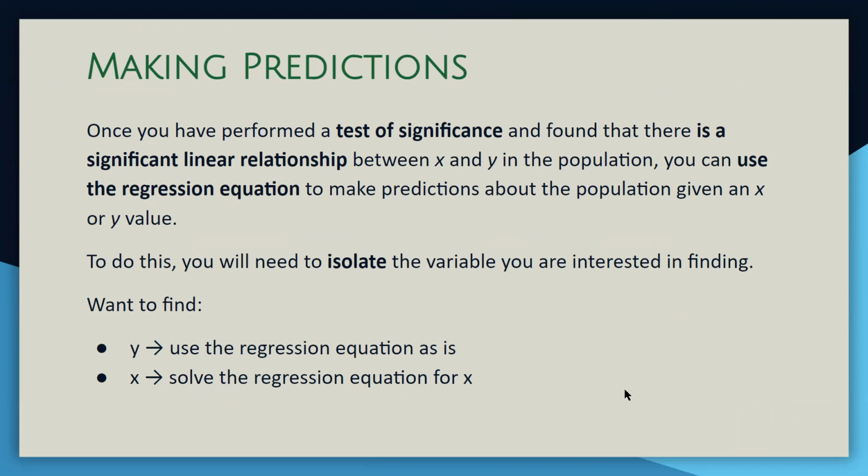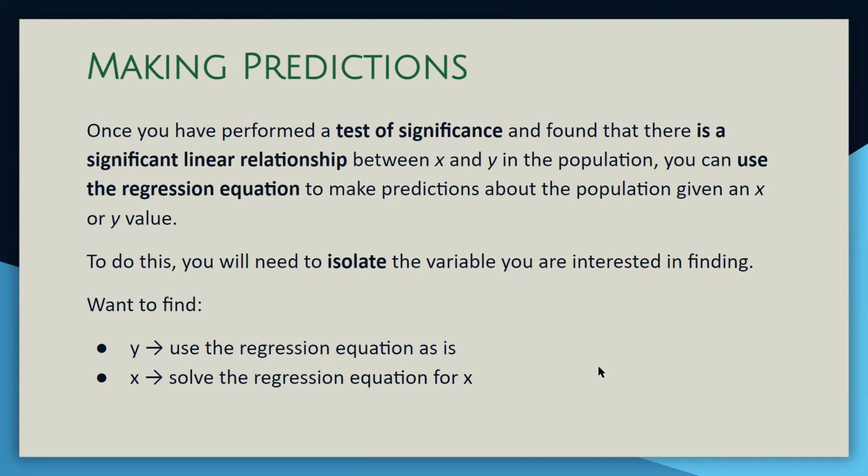Once you have performed a test of significance and found that there is a significant linear relationship in the larger population, you can use your regression equation to make predictions about the population given an X or a Y value. So this is really where the power of correlation and regression comes in. Once we're confident that the sample is providing statistically significant evidence for a linear relationship in the population, we can use this regression equation to model behavior in the population. And that allows us to make predictions about given inputs or outputs.